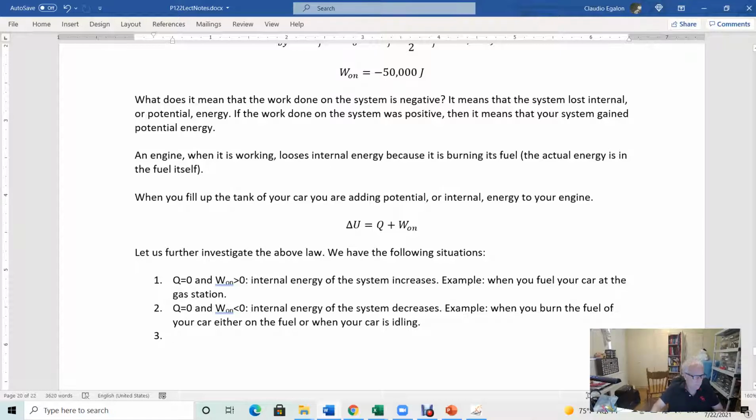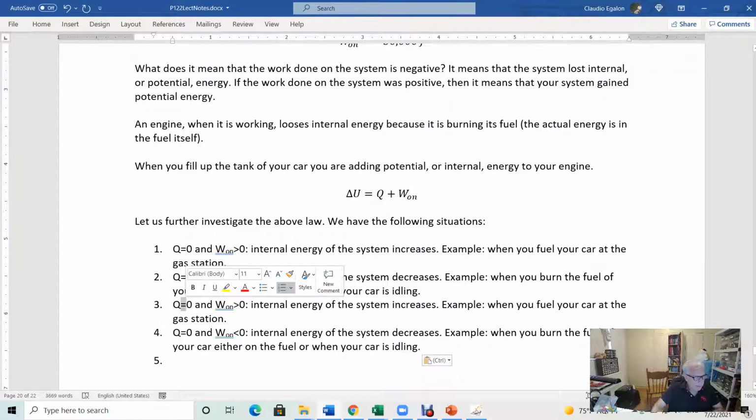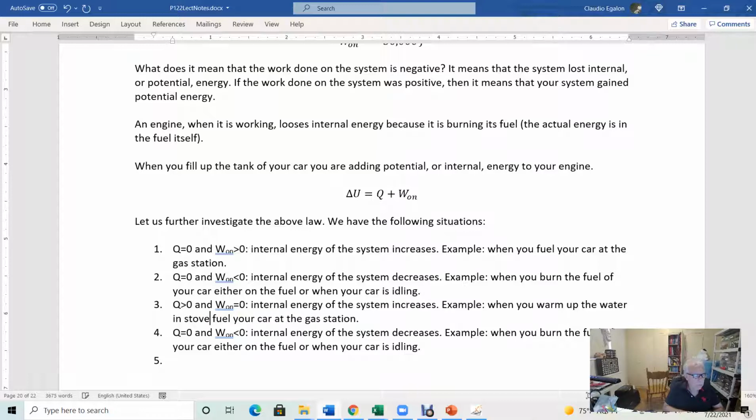Okay? So what are other possible conditions here? Heat greater than 0, work equal to 0. The internal energy of your system increases. When you warm up, let's say, the water on the stove, okay? The water's internal energy increases.